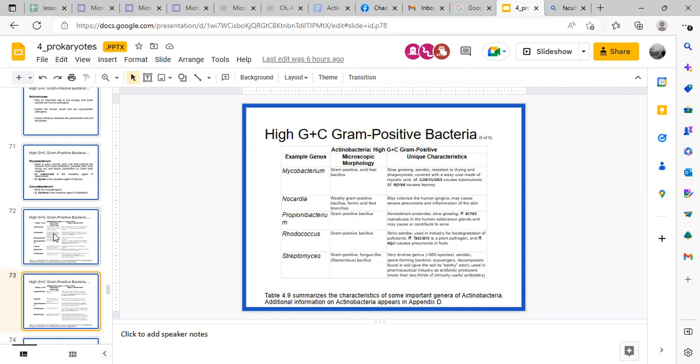Mycobacterium. As mentioned, the species M. tuberculosis causes the disease tuberculosis, and M. leprae causes leprosy. They are resistant to drying and phagocytosis because they are covered with a waxy coat made of mycolic acid.